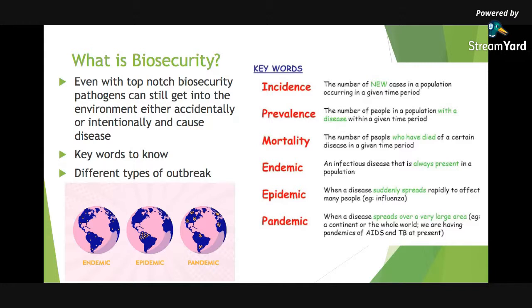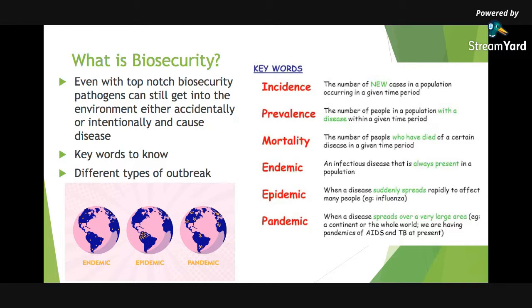Mortality is the number of individuals that die from a certain disease in a given time period. So our mortality right now for COVID-19, I think worldwide, is at 3.8%, and they're basing that on how many people have had the disease and how many of them have died from the disease.